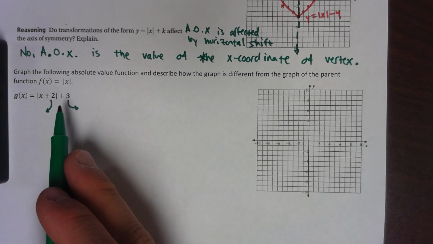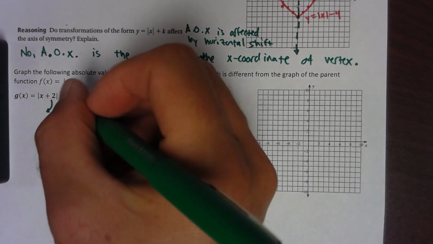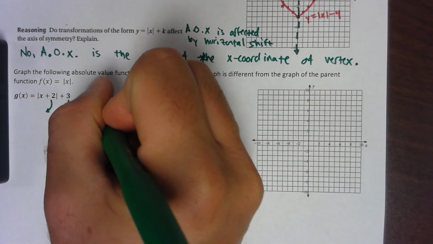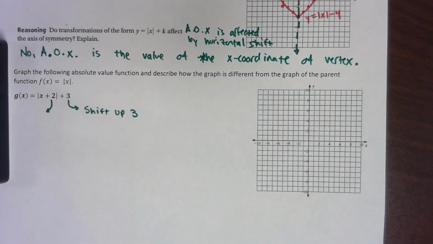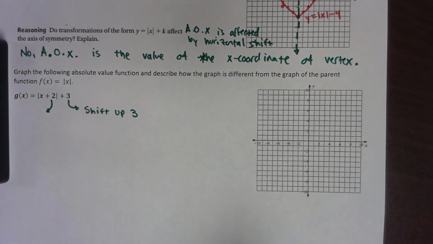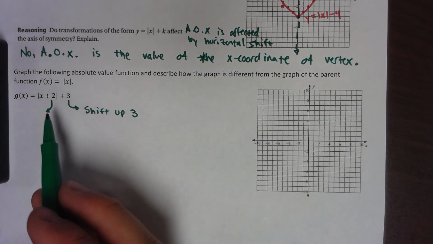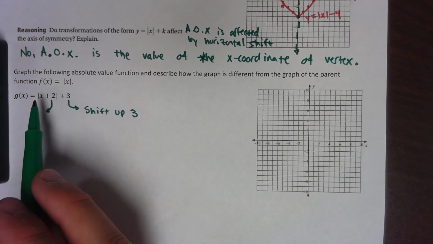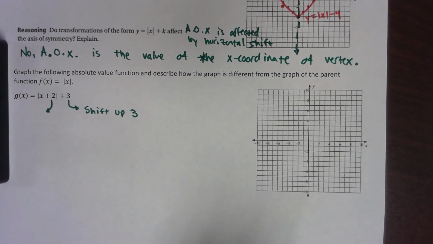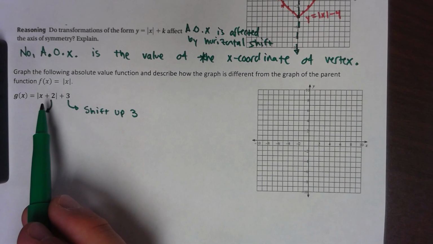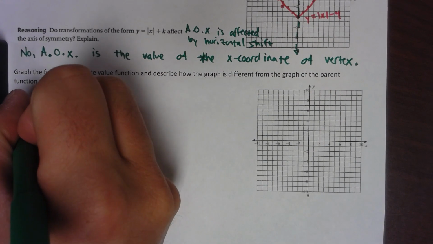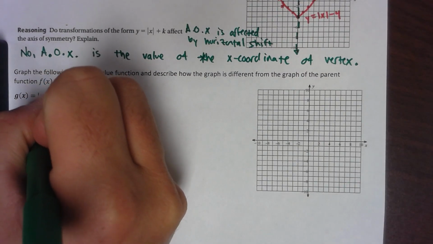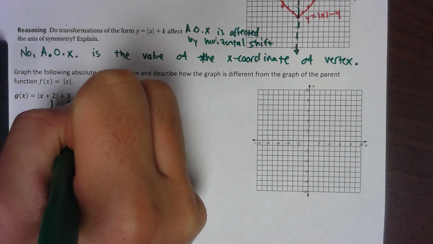First, we have that plus 3. That's that same k value. That's shifting our graph up 3. Then, when we have a number being added or subtracted inside the function operation, being absolute value here, that affects our x's. That's going to be our horizontal shift. In the horizontal shift, we have to pay attention. That is the opposite side from what we see. So this is actually shifting our graph left 2.